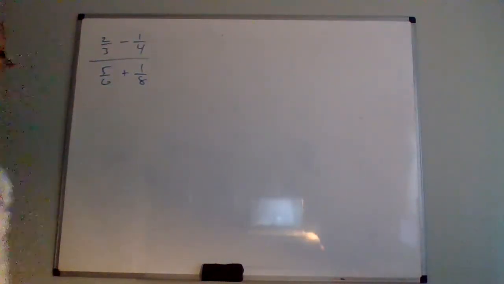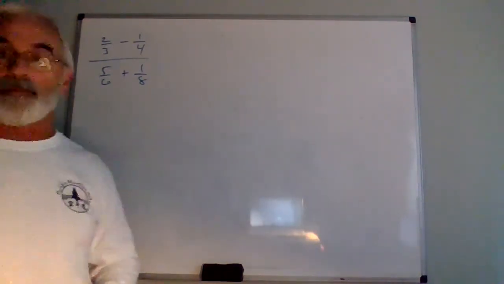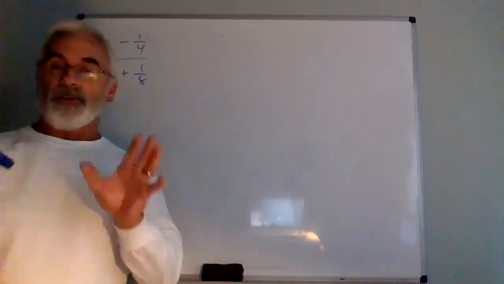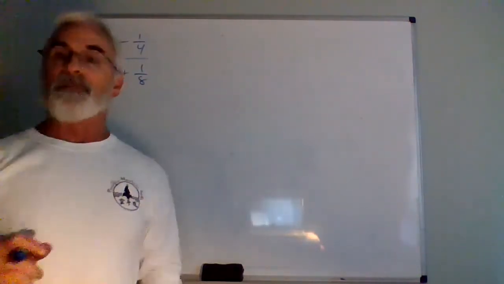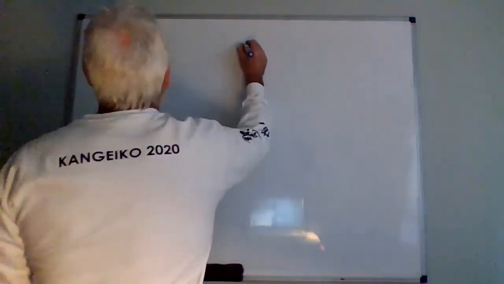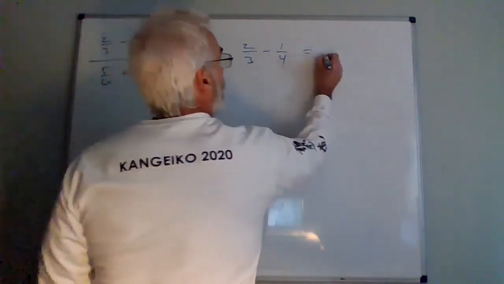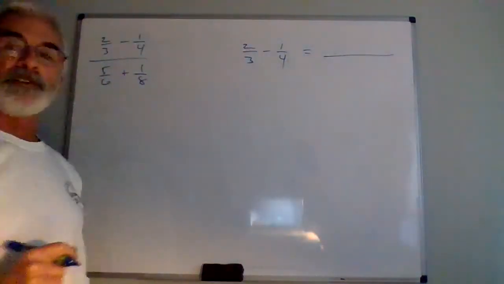Imagine I have multiple variable statements, and I have to try to reduce this because this is not something that I want to work with. So let me show you the traditional approach, the way everybody learned to do this. Start with the numerator, off to the side. I have 2/3 minus 1/4, and I want to put that over a common denominator.